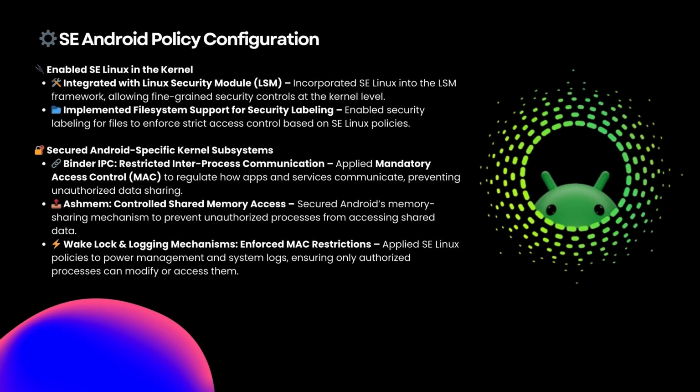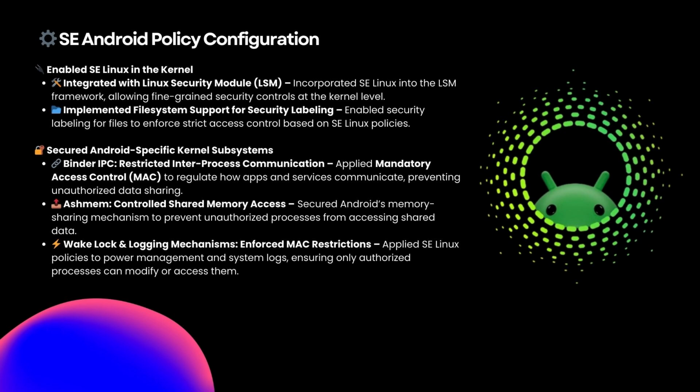First one is configuring and restricting daemons. One of the first objectives is to restrict system daemons. These are processes running in the background that handle important tasks, and SE Android makes sure they don't have unfettered access to critical resources. For example, a daemon could indirectly exploit sensitive information. SE Android keeps it in check.